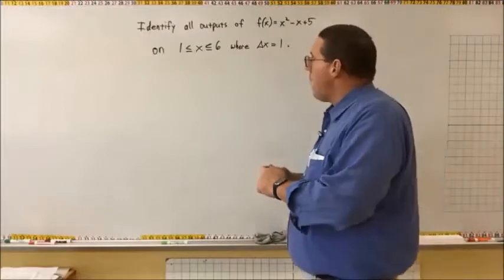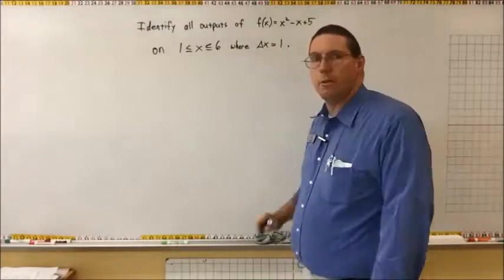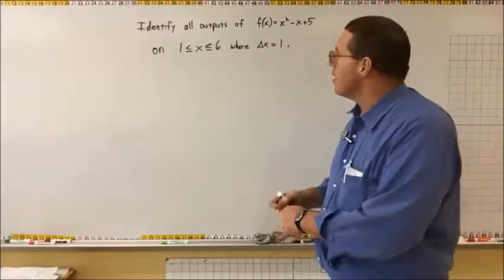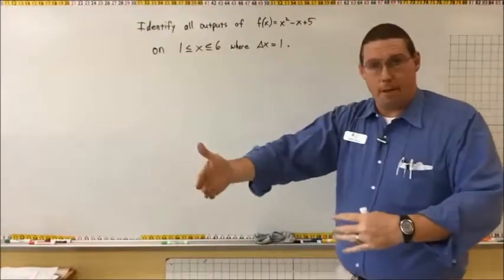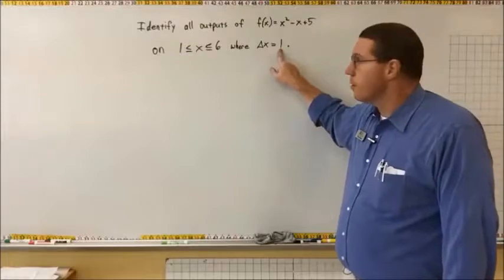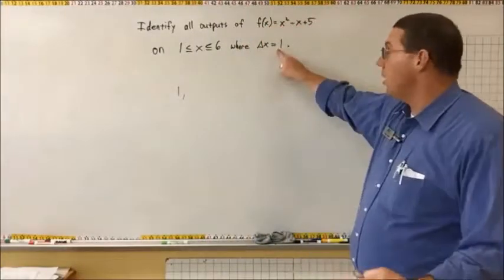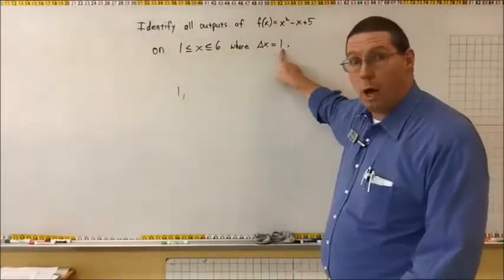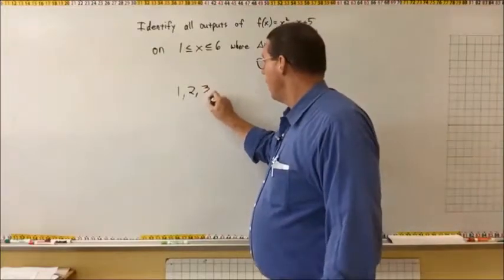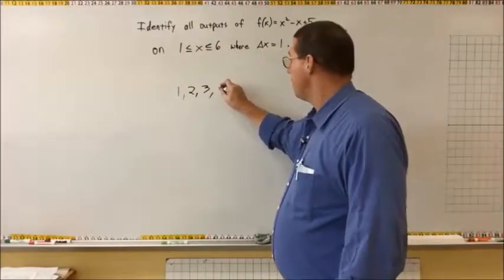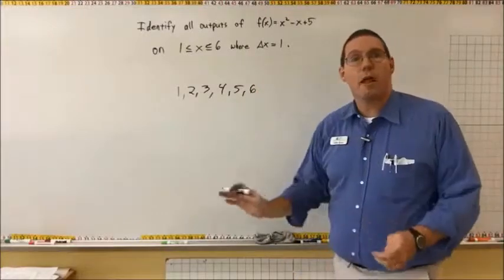So anytime in math where you see an interval and you're told that the change in x is equal to a value, what that basically means is that you should start with the smallest number and then count up by this number here. So here, if we start at 1, we've got 1, then go up by 1 at a time. Well, what's 1 plus 1? 2. And what's 2 plus 1? 3. And what's 3 plus 1? 4. And what's 4 plus 1? 5. And 5 plus 1 is 6. And we're going to stop at 6.